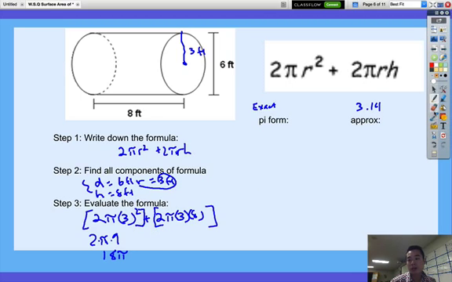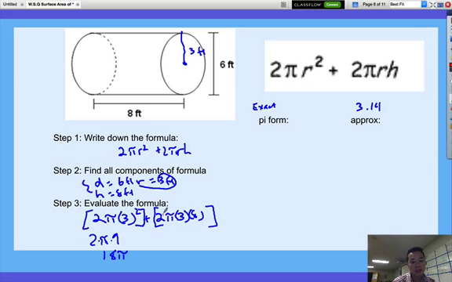Let me switch colors so you guys can see here. I'll switch it to red. The right side is 2 pi times 3 times 8. All I'm going to do is multiply my 2 with my 3 with my 8. Okay, so I have 2 times 3 is 6, times 8 is 48. And then I drop my pi symbol. And then I'm going to bring down the plus sign, or the addition symbol.